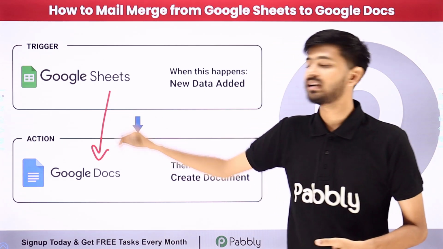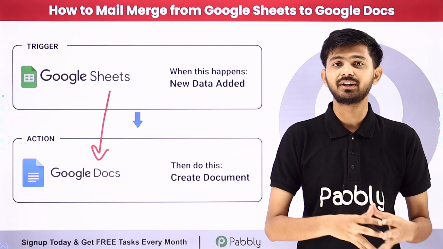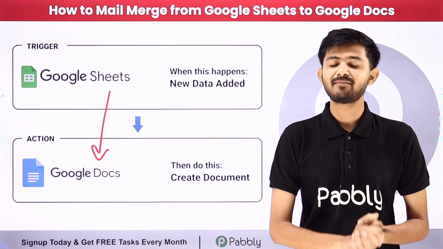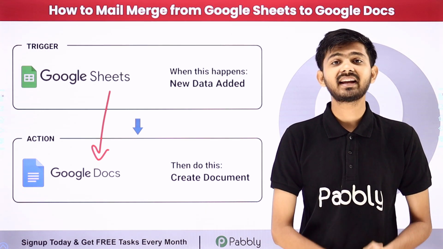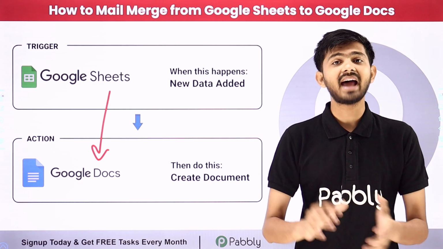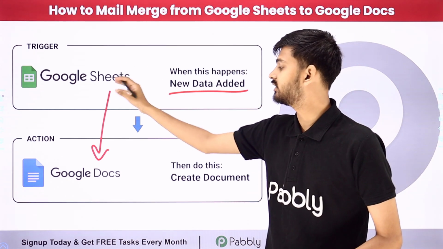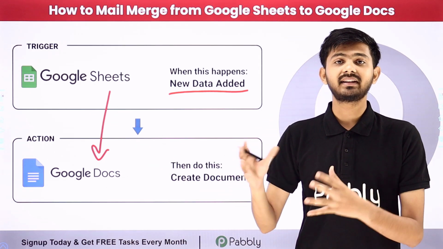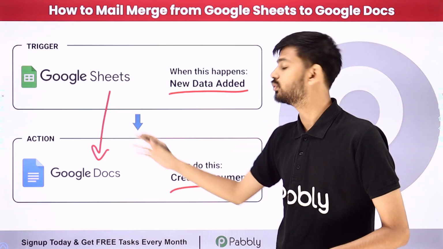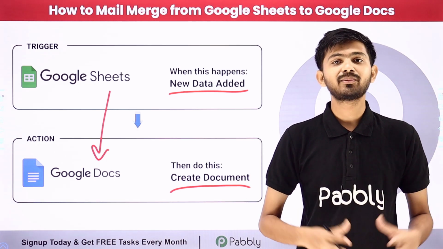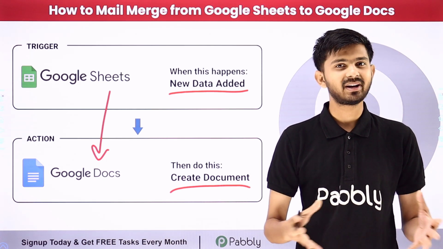For this, I need to build a connection between Google Sheets and Google Docs, and I'm going to do that with the help of Pabbly Connect. Pabbly Connect is an amazing software for automation and integration. With Pabbly Connect, whenever I add data in my Google Sheets, automatically by using that data, I'm going to create a document in Google Docs. So how am I going to build this connection? For that, let me take you to my computer screen.